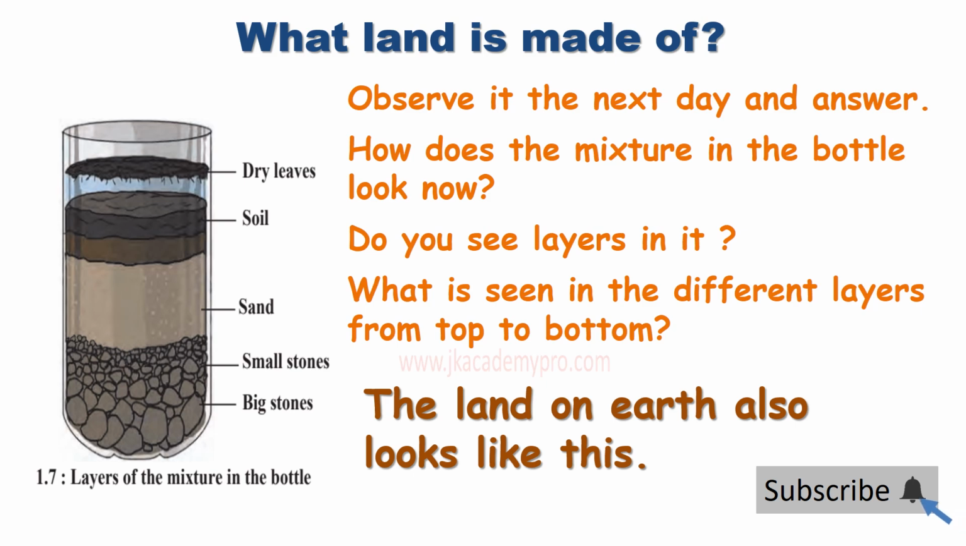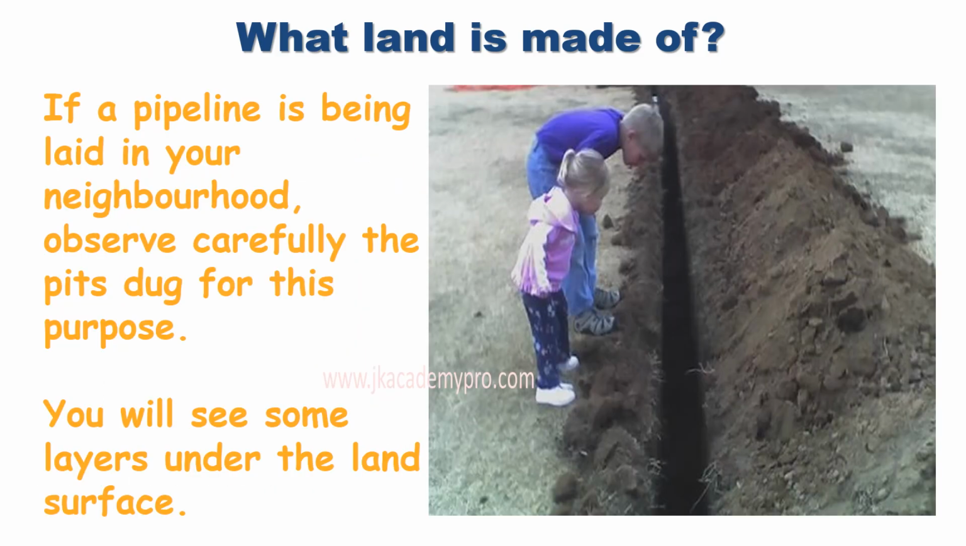How does the mixture in the bottle look now? Do you see layers in it? What is seen in the different layers from top to bottom? Now look at the picture alongside. If you notice carefully, layers of the various materials, the stones, the soil that we put, have now formed. So our land on earth also looks like this. If a pipeline is being laid in your neighborhood, observe carefully the pits dug for this purpose. You will see some layers under the land surface.